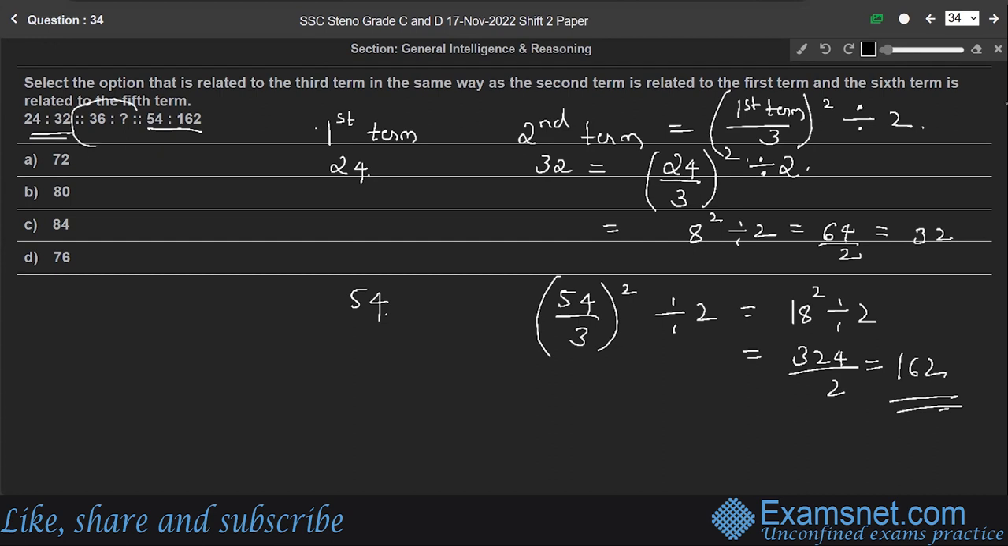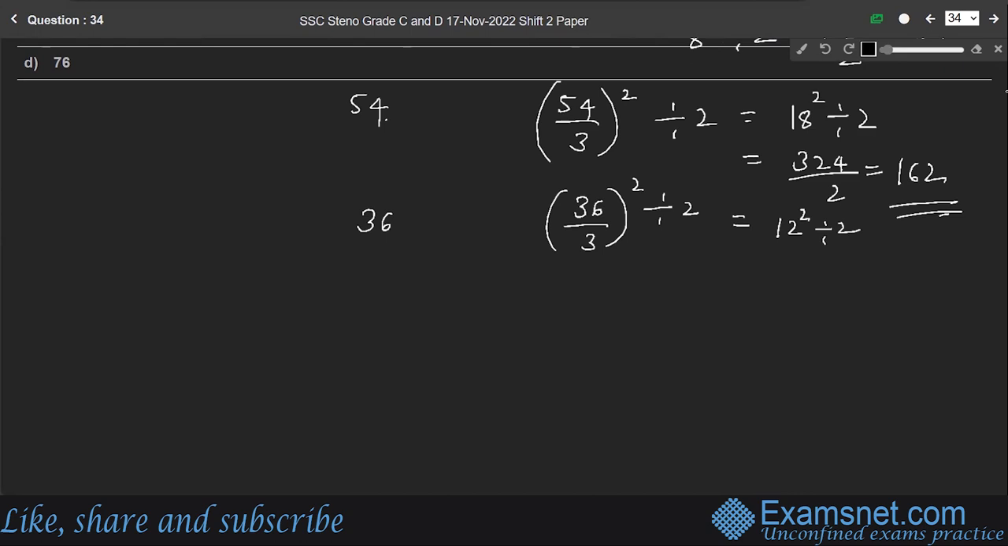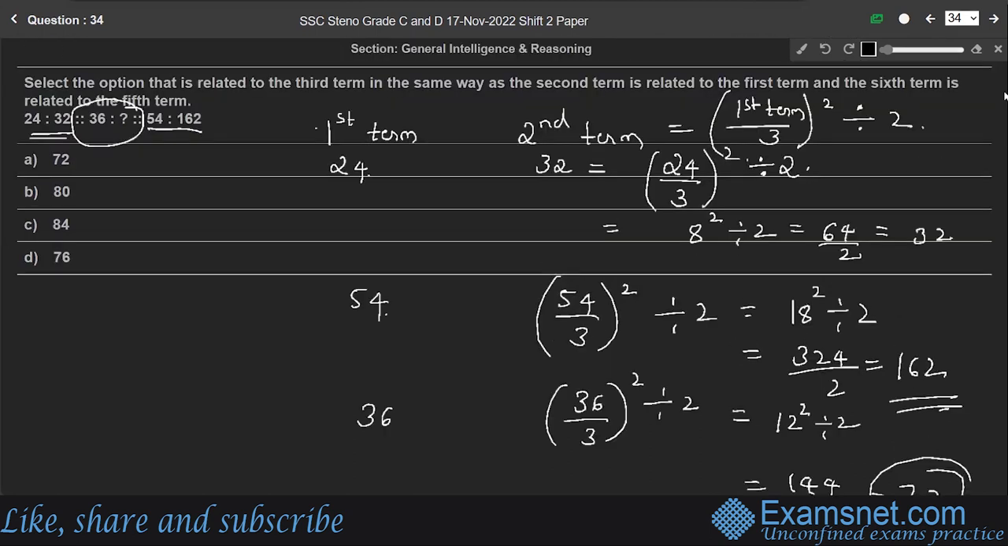So, now consider the third and fourth terms. The third term is 36. The fourth term can be obtained by dividing 36 by 3, the whole square by 2. So 36 by 3 is 12, square by 2. So 144 by 2 is equal to 72. 72 is the fourth term. Therefore, option A.